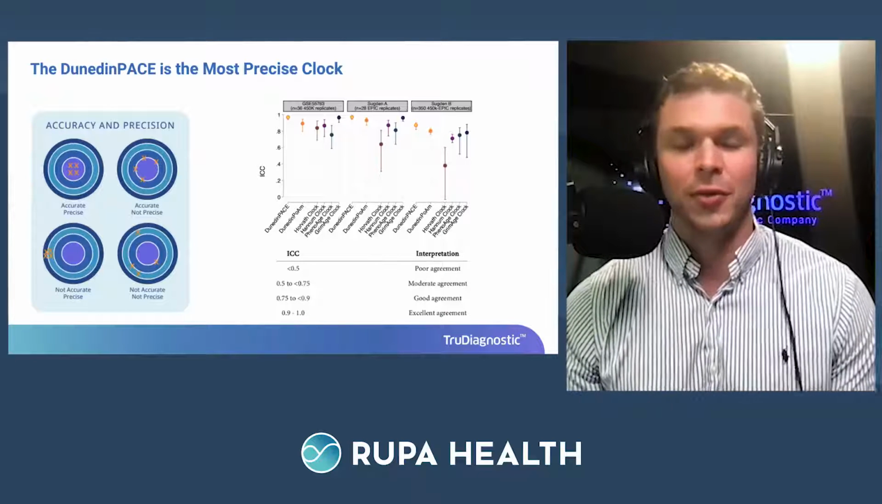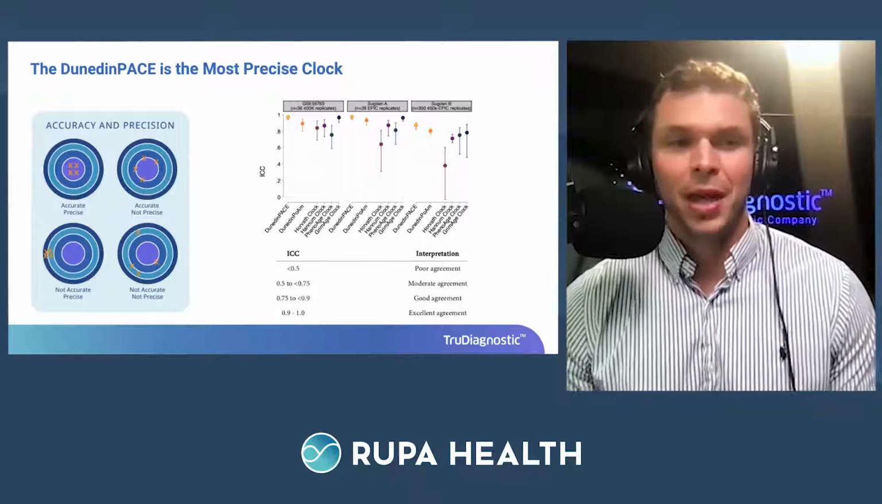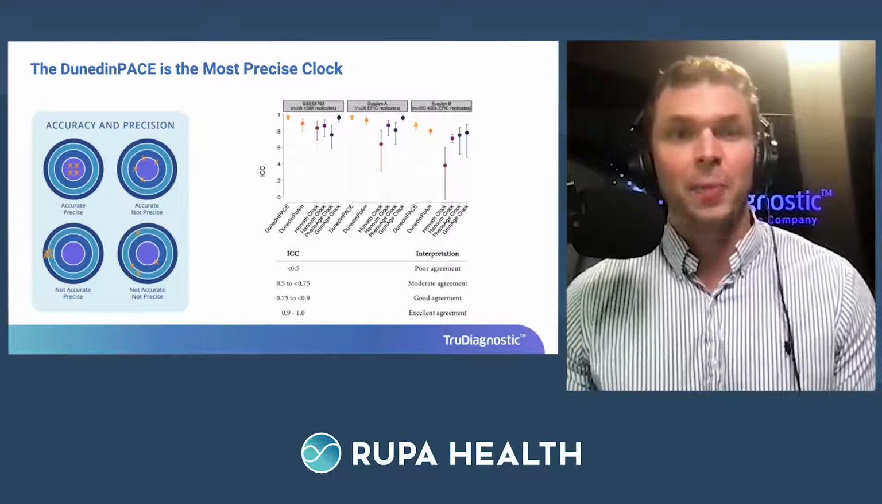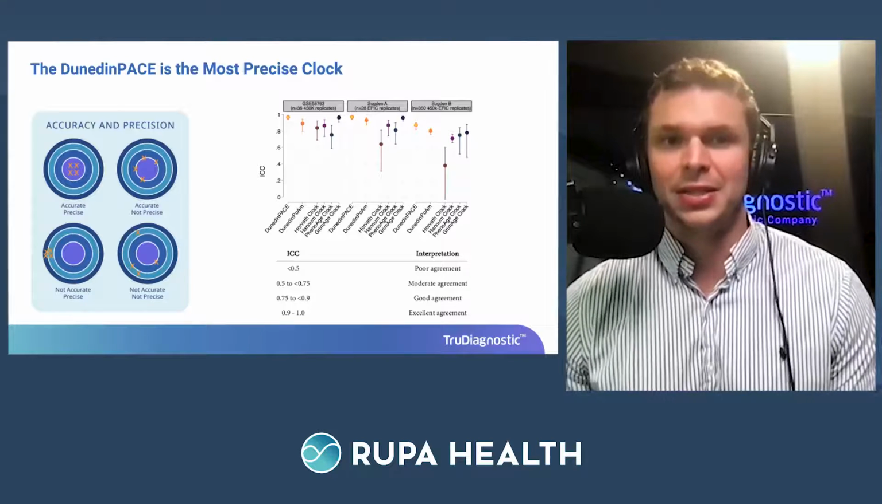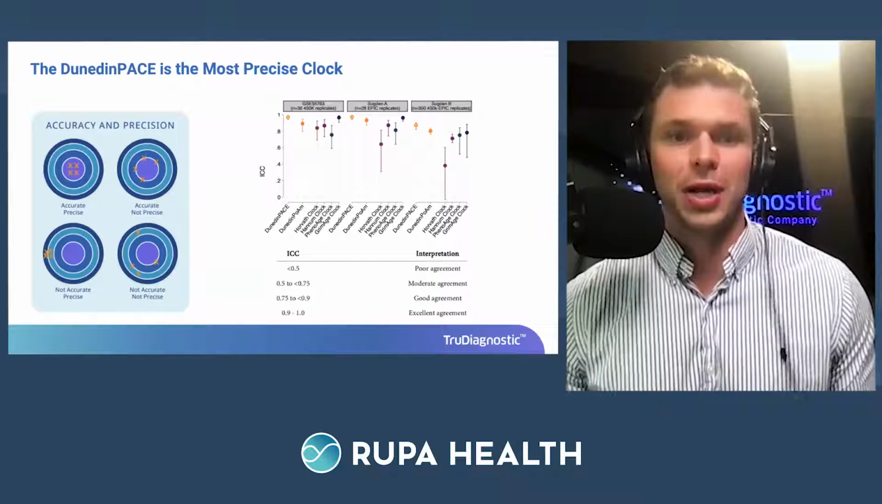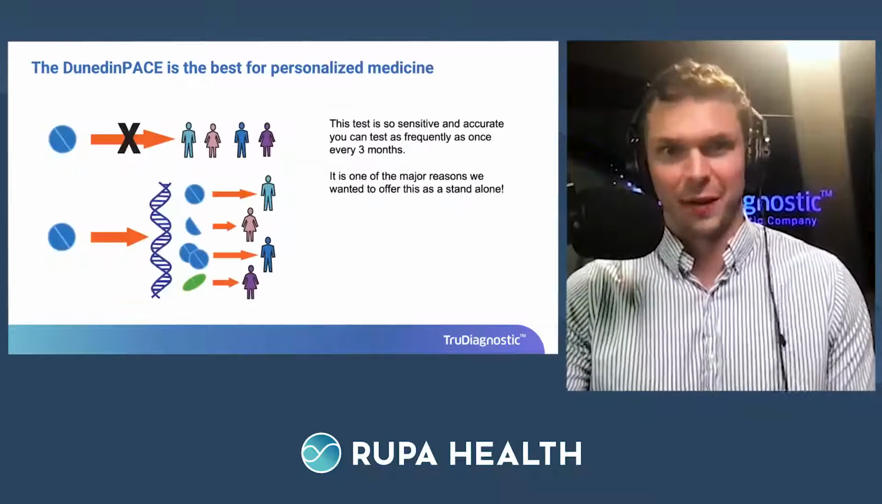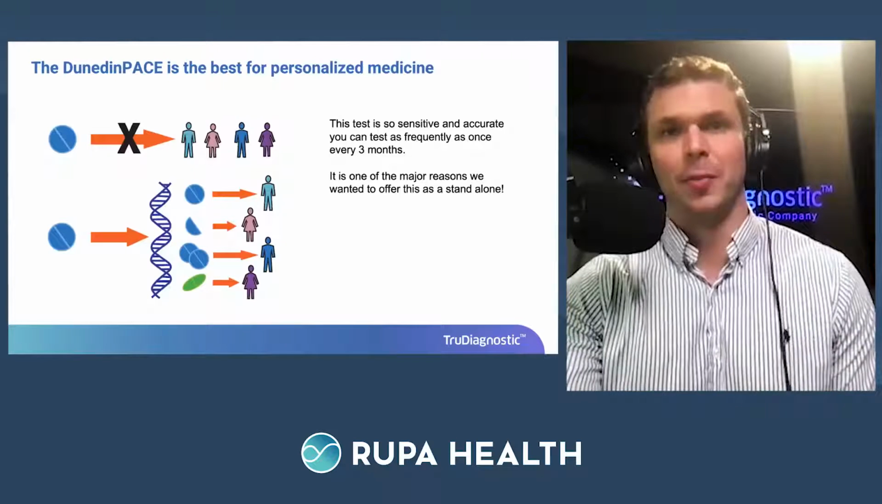So this means that, for instance, you might start a patient on metformin. You might have one patient who responds and the rate of aging goes down, whereas for other patients, you might see that the rate of aging goes up. And so you can really start to see what is actually working for this patient. And so this is by far the most accurate and the most precise clock. And it is really, really good for personalized medicine.